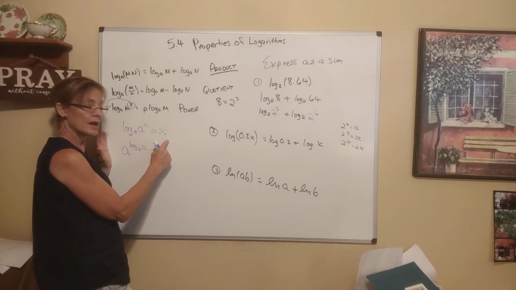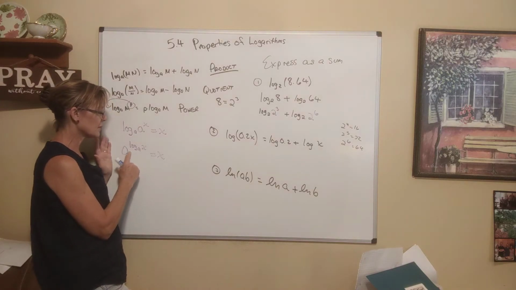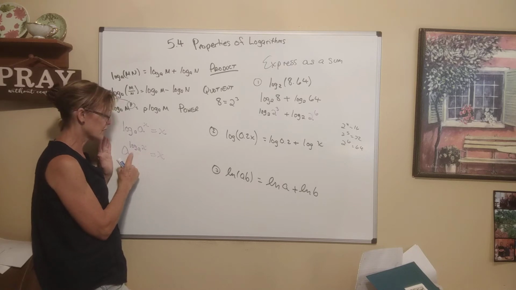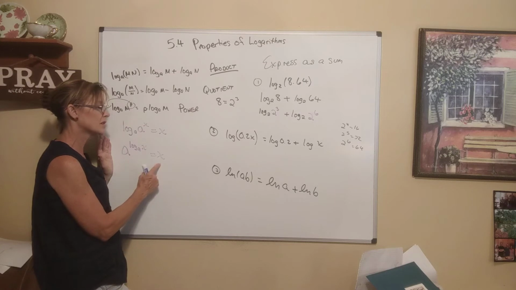That's why we end up with x. Or vice versa, if we take an a raised to the something, this is an exponential function being applied to its inverse, logarithm, a raised to the log base a of x. These are undoing each other, and we just get out x.